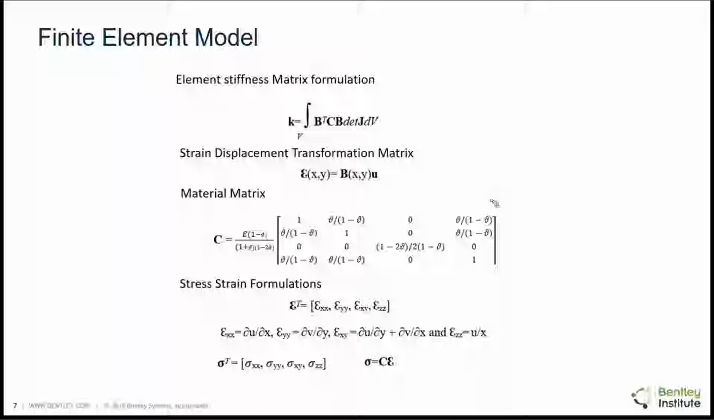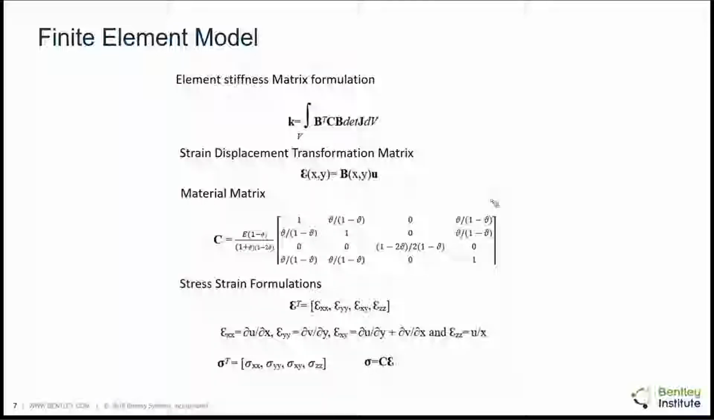So the strain displacement transformation matrix is defined by such a matrix which, when multiplied by U, the displacement matrix, gives you the strain. The material matrix is obtained by the formulation of the elastic modulus and nu, the Poisson ratio, and the stress strain formulations are as you see here.